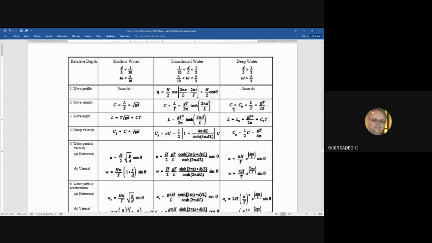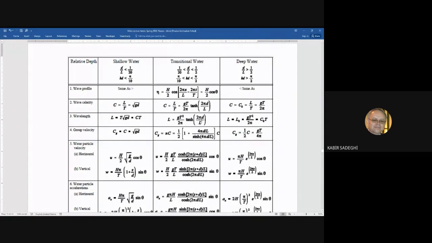Therefore, you see that celerity C0, which is L over T, is gT over 2 pi. It is different from the shallow water and different from transitional water. Be very careful here. In this equation, the next one is better. And for L, when you have C, it's very easy to calculate L, because L equals C times T. Therefore, from here, we can find L equals T times square root of gD. Therefore, L we have. In transitional, again, L equals T times this one. Be very careful here.